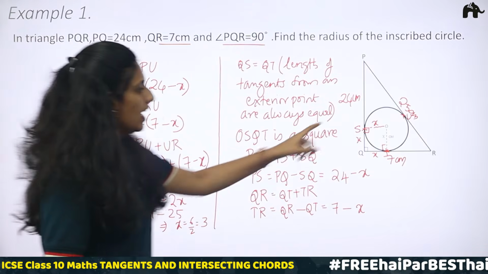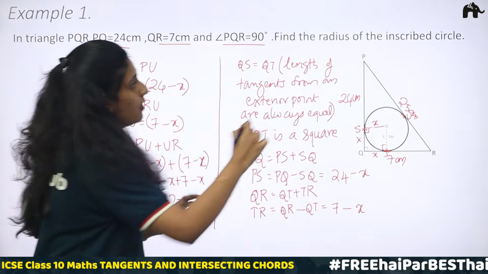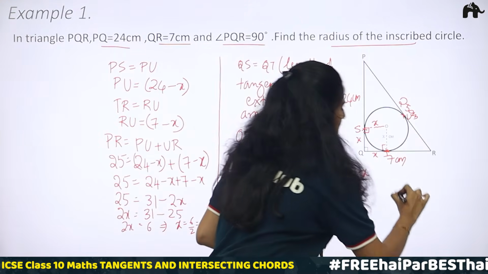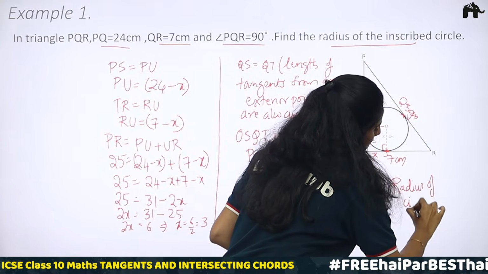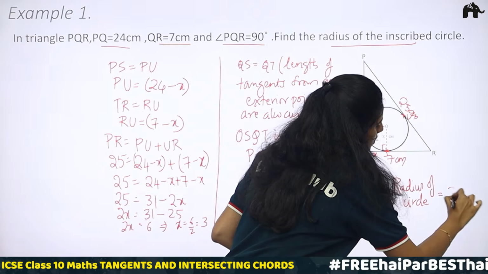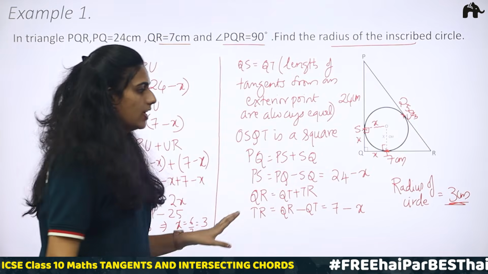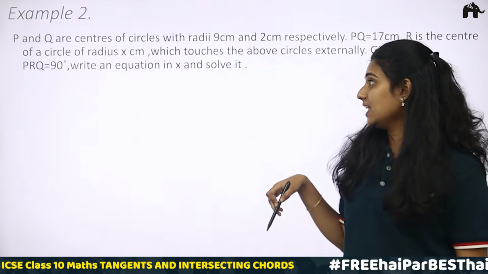What is x? x is the radius of the circle. In the question, we are asked to find the radius of the inscribed circle. Therefore, radius of circle is equal to 3 centimeter. Clear? We are getting the radius of circle 3 centimeters. Let us take another example.